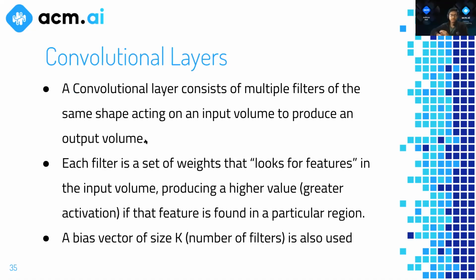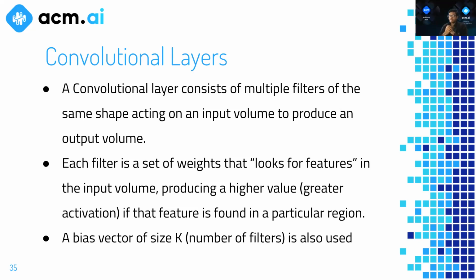So yeah, let's just quickly wrap up what convolutional layers do. A convolutional layer, as we discussed, consists of multiple filters of the same shape. That's important. They need to all be the same shape in a particular layer that acts on the input volume to produce the output volume. And these filter values you can think of as the trainable weights of our model.